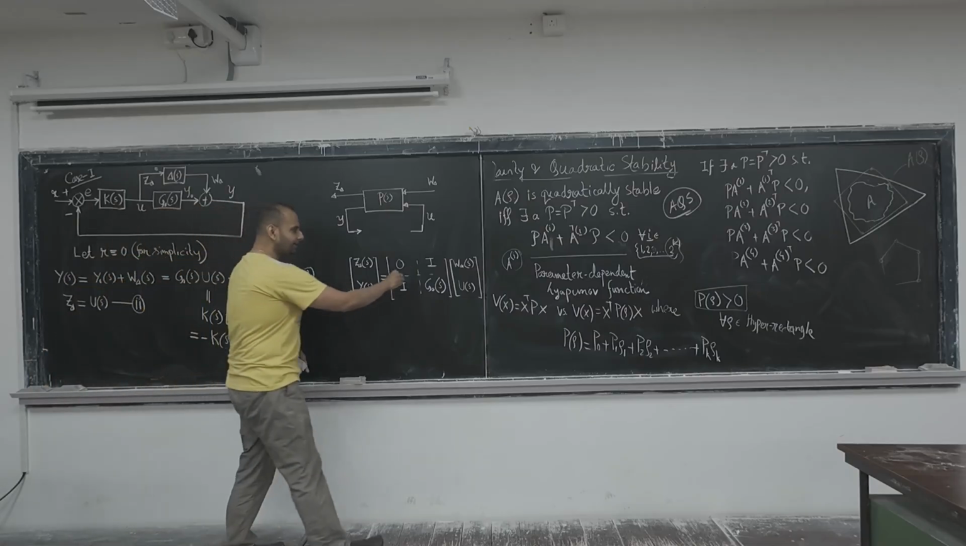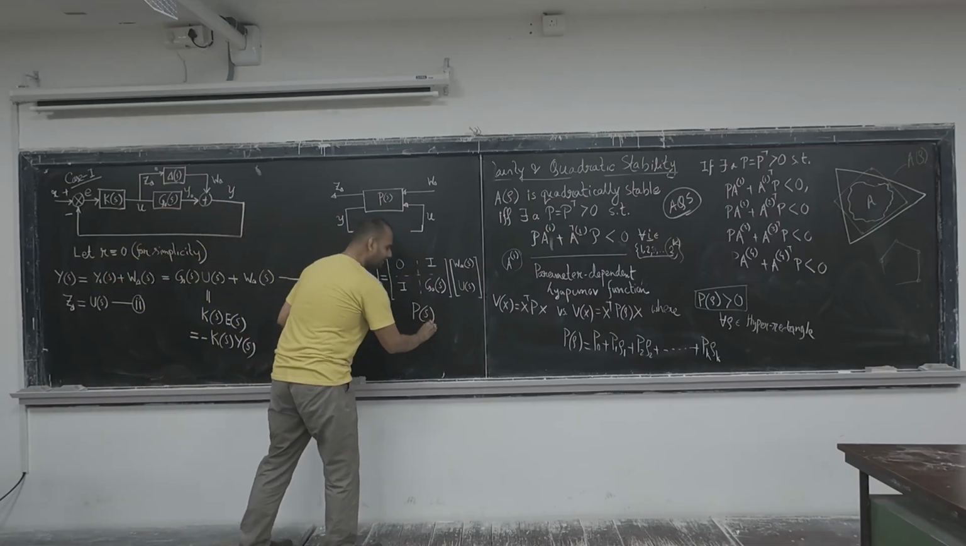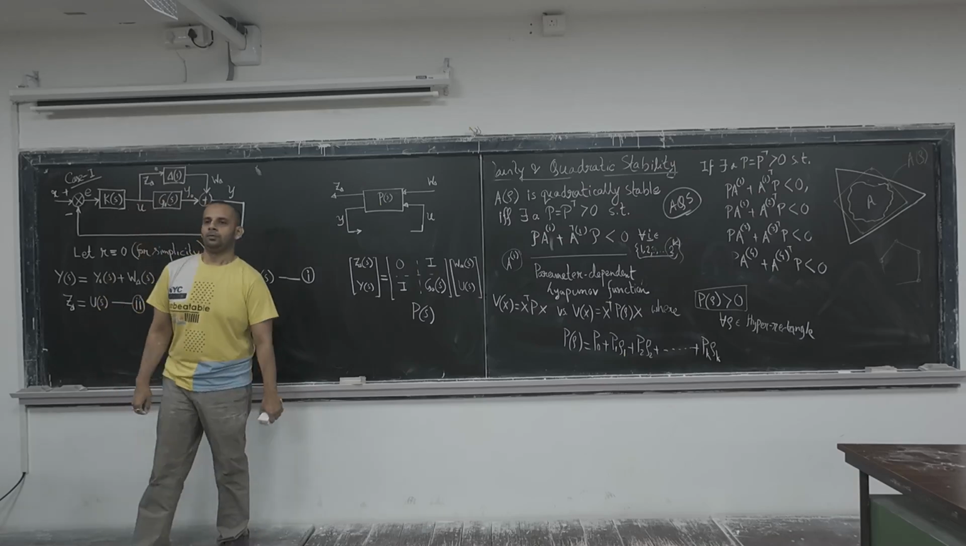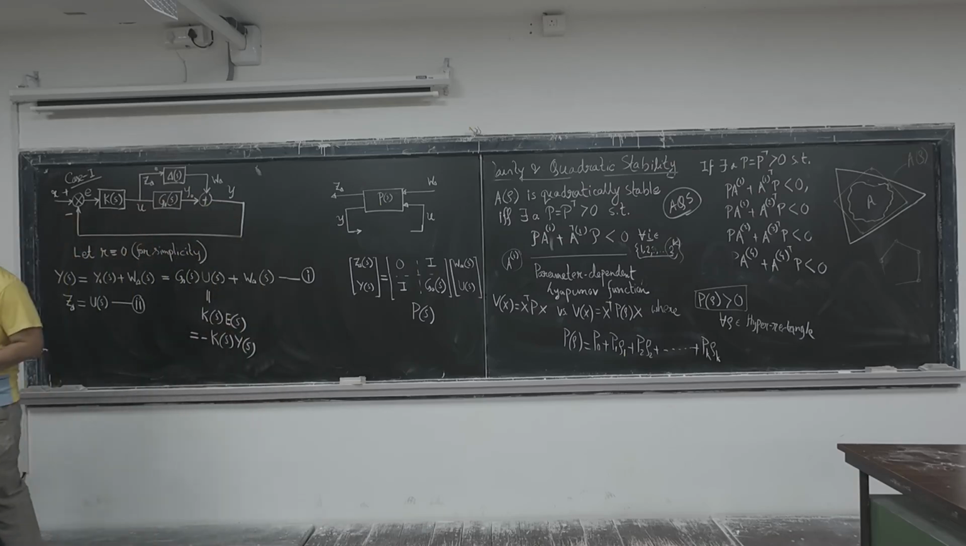When you are writing, this is your P of S, the generalized plant, open loop. That you always keep in your mind, otherwise it can raise a big confusion. So this P of S, generalized plant, which we are trying to find out, is the open loop representation. The moment you embed K, it will become an LFT. If you embed K, immediately you are going to get M of S.